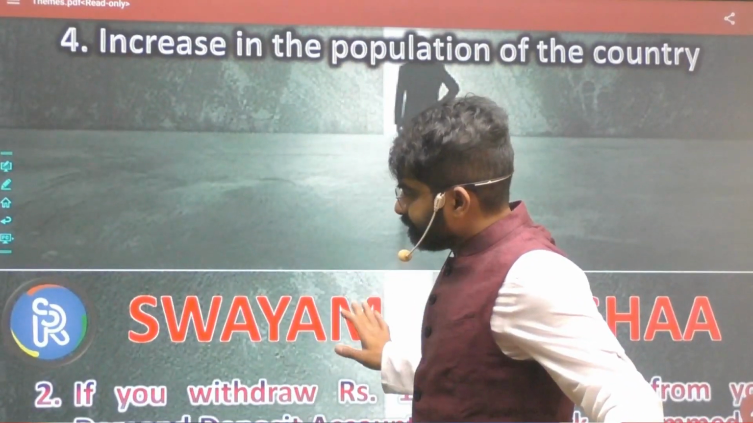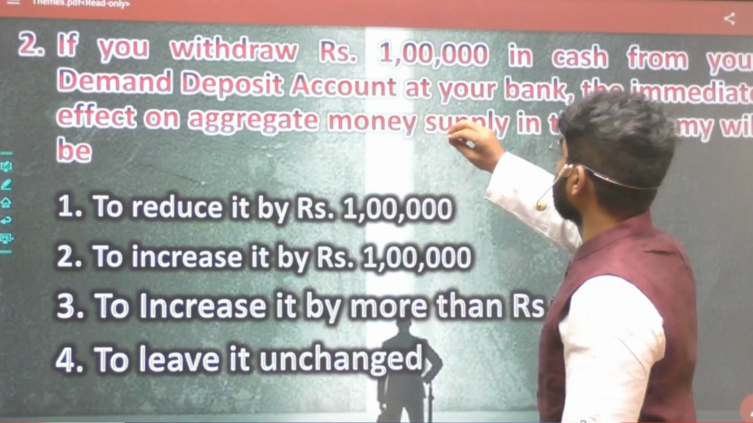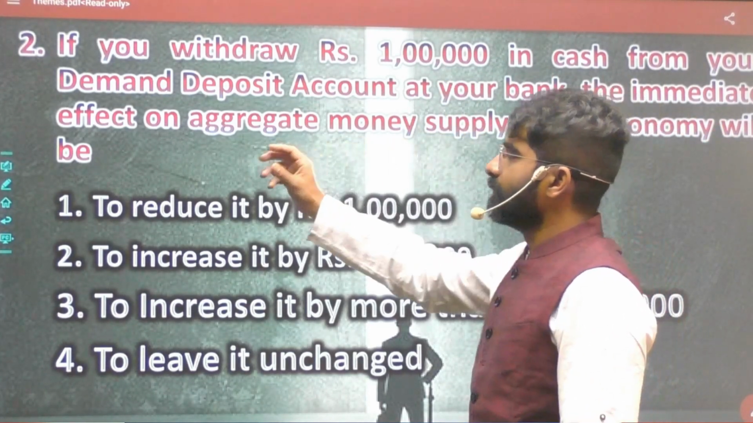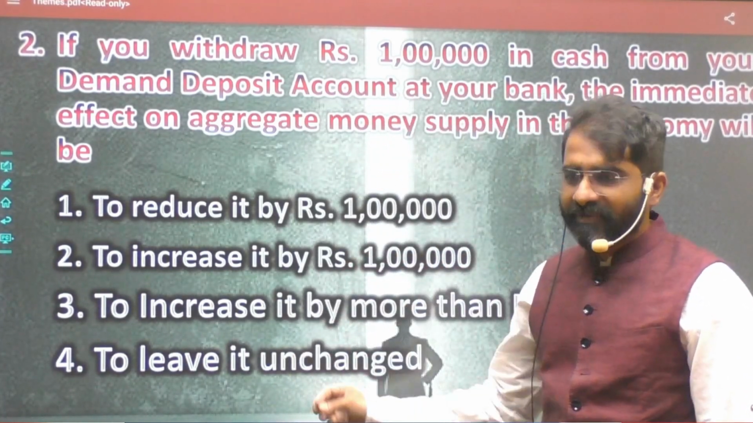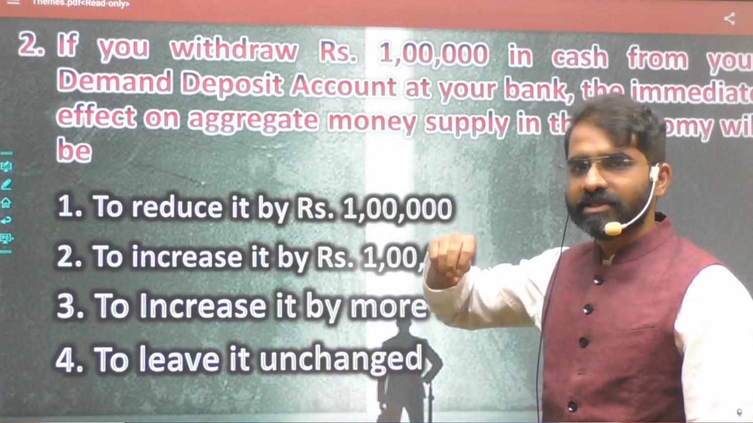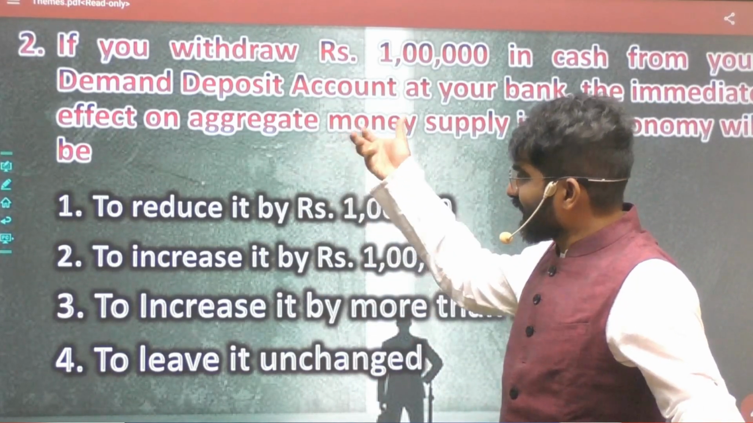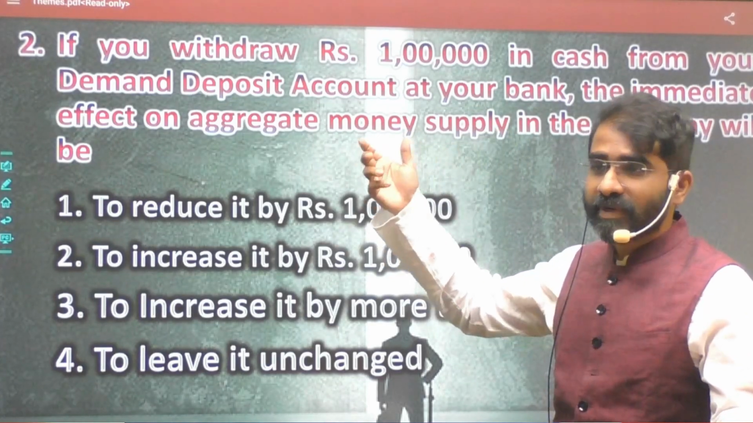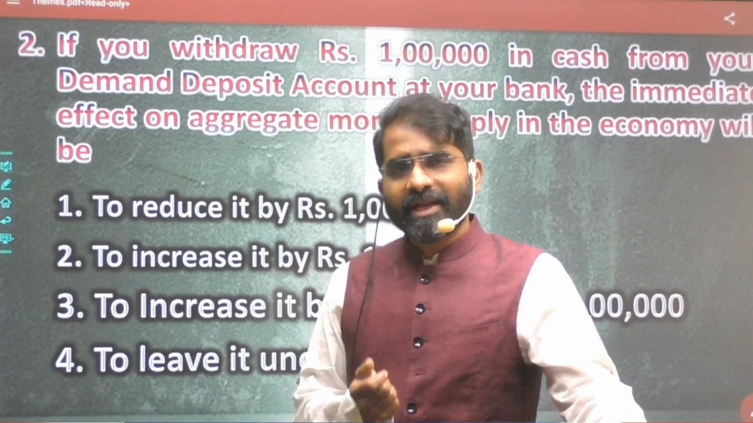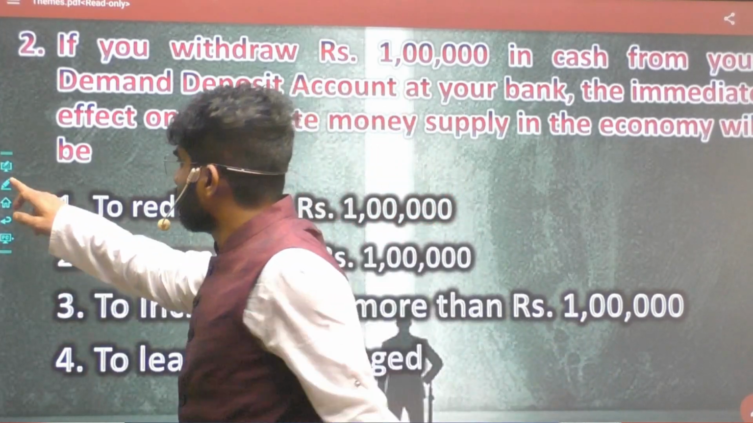There was one more question. If you withdraw rupees 1 lakh in cash from your demand deposit account at your bank, the immediate effect on aggregate money supply in the economy will be. Now, there were several discussions on this question, and different answers were given. But the thing is, it's clearly given: the immediate effect. So we'll try to understand the concept behind this, and then we will go to the questions. Any question on money supply after this discussion should be easy for you. Okay, so let's go to this discussion.